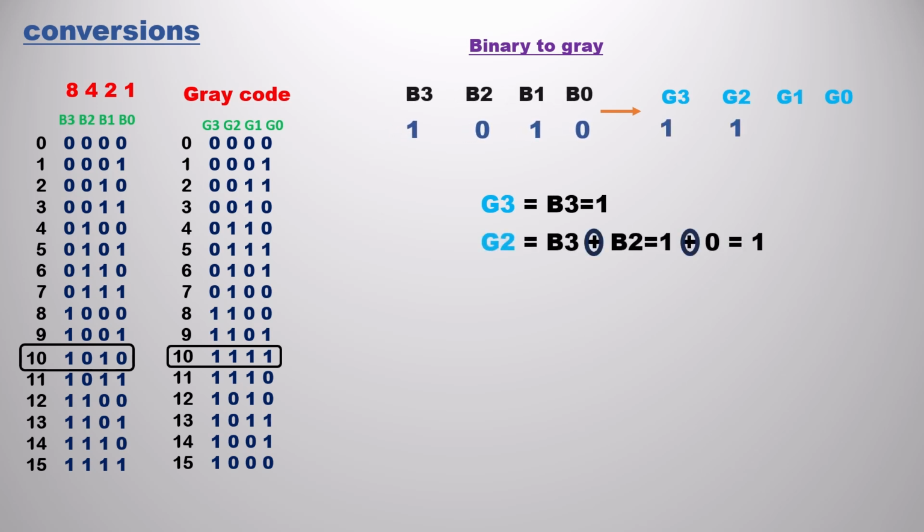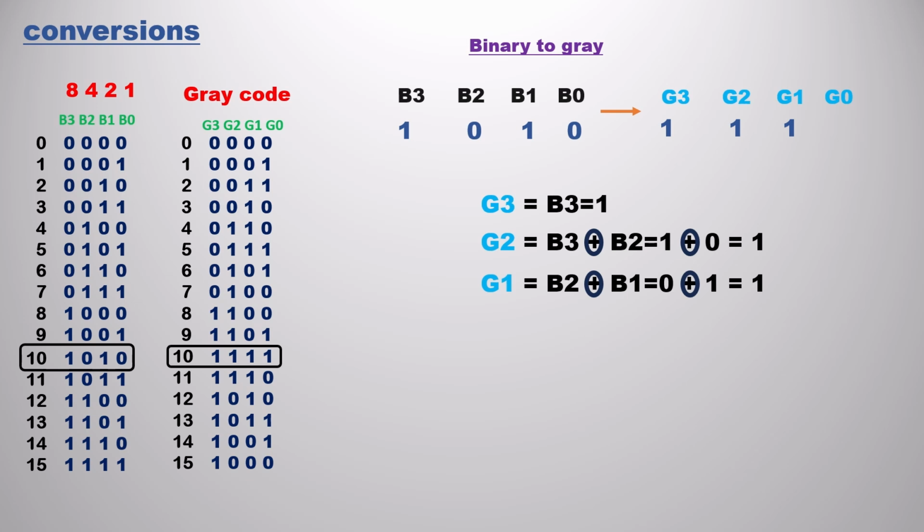If we see the second bit, G2, it can be obtained from the XOR operation of B3 and B2. B3 is 1, B2 is 0. If you XOR two different bits, we get 1. If we XOR the same bits, we get 0. So in this case we get 1, because both are different bits, 0 and 1.